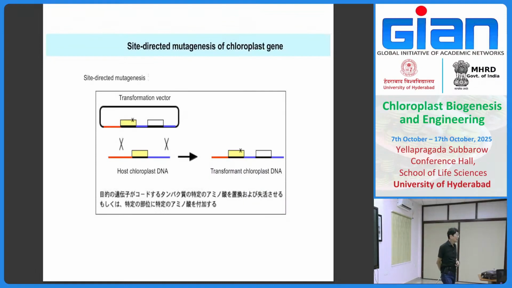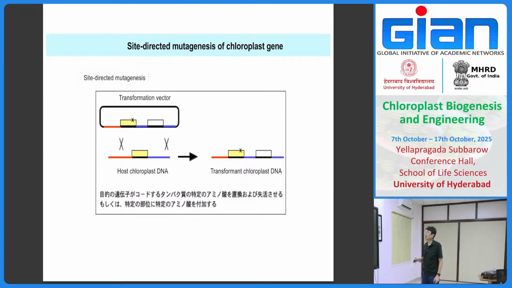So another method is site-directed mutagenesis. You want to introduce a point mutation to change the codon or add an amino acid sequence into this, like if you fuse a tag to the protein of your interest. Or you can delete some specific residues, or insert in the middle of the protein.